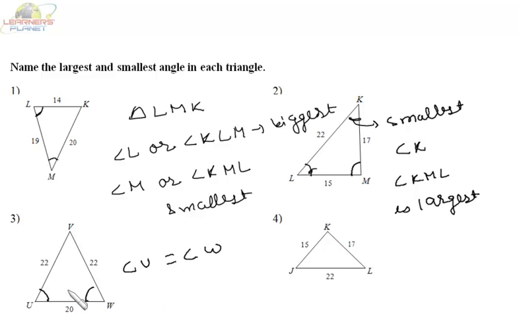Okay, in this case it's 15, 17, 22. So this is the largest angle since this is the largest side, and this will be the smallest angle since this is the smallest side. So angle opposite to the smallest side, that is KJ, will be smallest, and angle opposite to the largest side, that is JL, will be the largest. Okay.